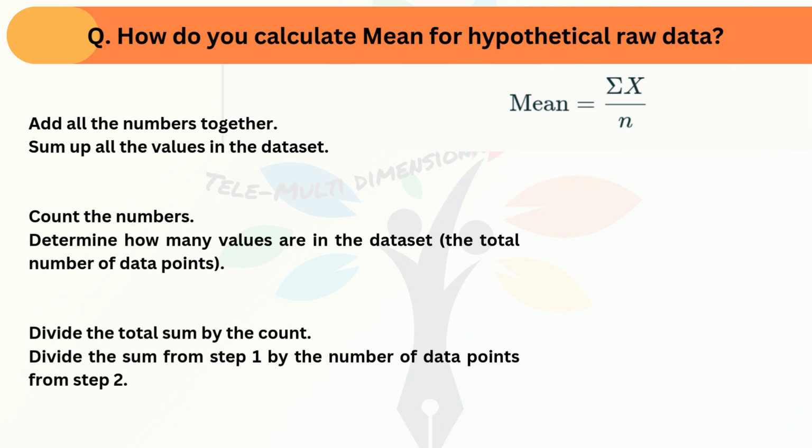The first is add all the numbers together, the sum of all the values in the data sheet. Next is count the numbers, determine how many values are in the data sheet. The total number of data should be points. And the last step is divide the total sum by the count, dividing the sum from step 1 by the number of data collected from step 2.